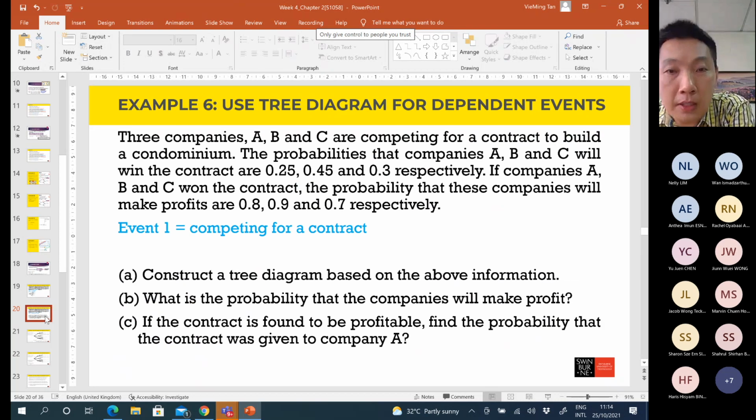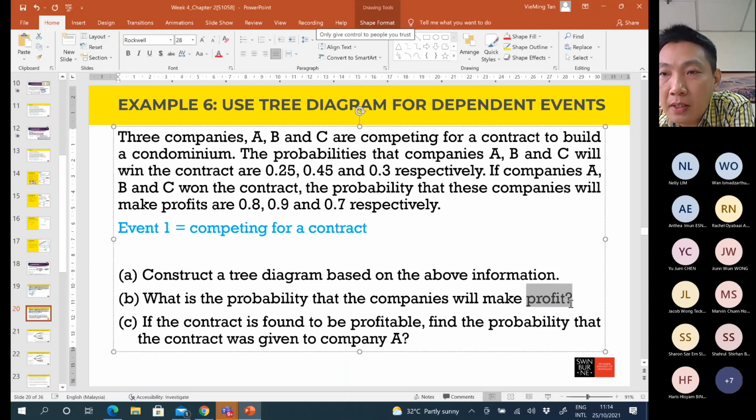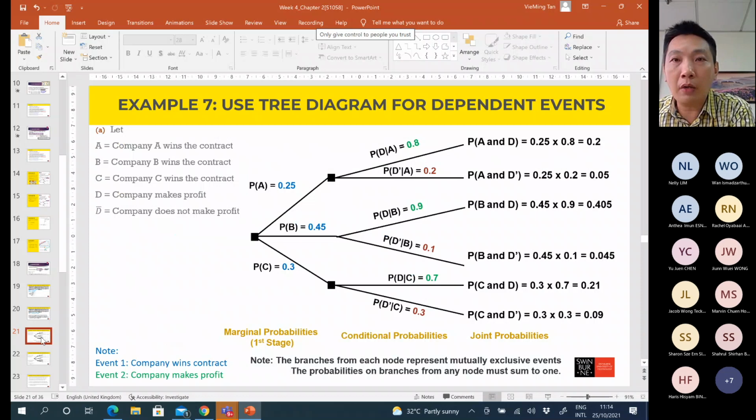Part B asks you to calculate the probability that the company will make profit. Making profit is about the second event. So in order to answer this question, you have to go back to the tree diagram that we already drew. You check among these many pathways, or branches, for any pathway that consists of profit.